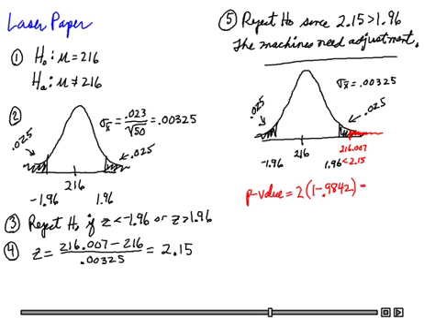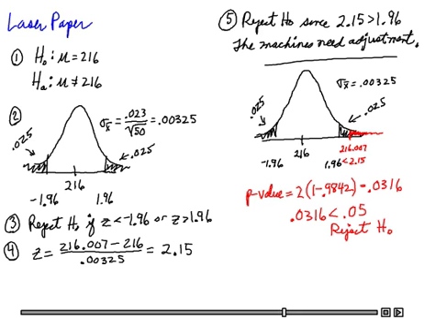This is equal to 0.0316, and 0.0316 is less than 0.05, so I reject H sub 0 using the p-value method.